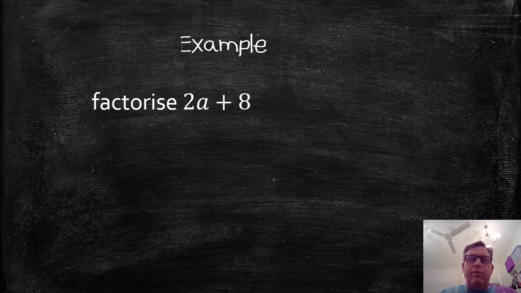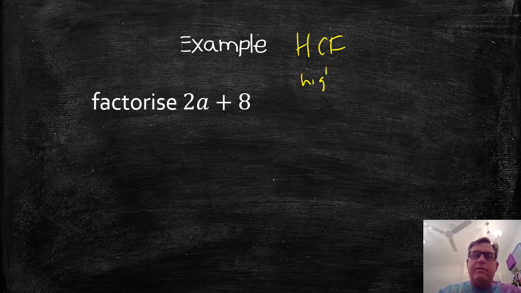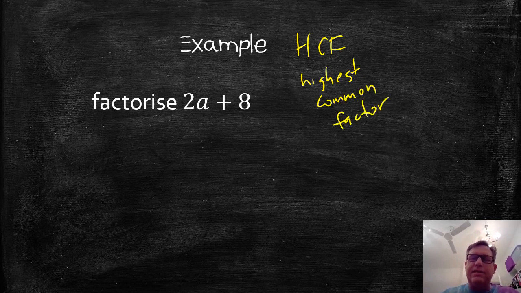So the key thing when we factorize is we're looking for the HCF, the highest common factor. It has to be the highest one. So when I look at 2a and 8, if there's letters and numbers, break them down. What's the highest common factor of the numbers? 2 and 8 is 2. The highest common factor of the letters, they don't have a common letter factor. So my highest common factor is going to be 2.